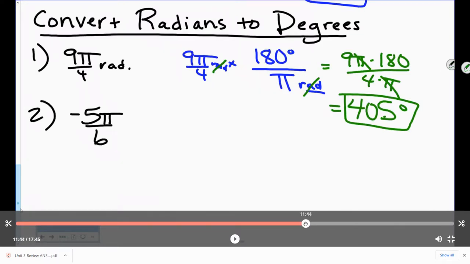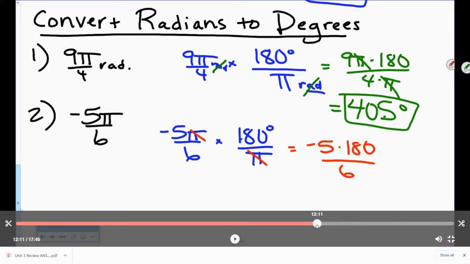Another example here, so negative 5 pi over 6, so same thing. If I have a negative angle in radians, it will still be a negative angle in degrees when I'm done. So I'll take negative 5 pi over 6 times 180 degrees divided by pi radians. That would get rid of my pi's. So I'm taking negative 5 times 180, dividing that by 6. So I get negative 150 degrees.